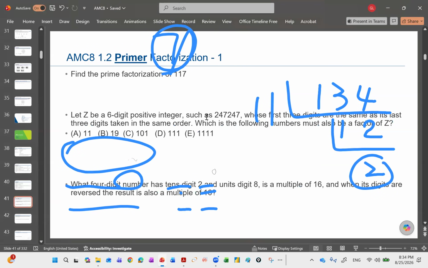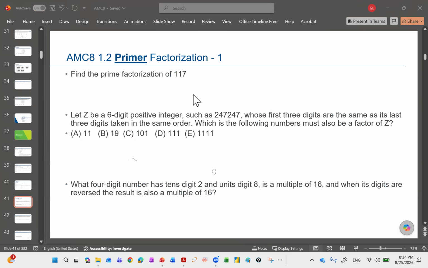Let me give you some of this PowerPoint. Okay, so let's look at factorization. Can you guys help me factor 117? What kinds of prime factors does it have? How did you guys do it?